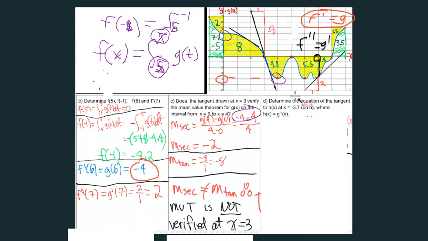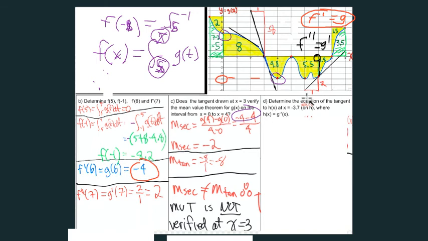Okay, last question here. Determine the equation of the tangent to h of x at x equals -3.7. Now on yours, it's got the actual ordered pair. So on the inverse, you want an equation to a function h of x. As soon as you read these questions, you're going to be confused because there hasn't been anything yet that's been h of x. So that means as soon as you see something new, we're defining a new function. Okay, we're defining a new function.